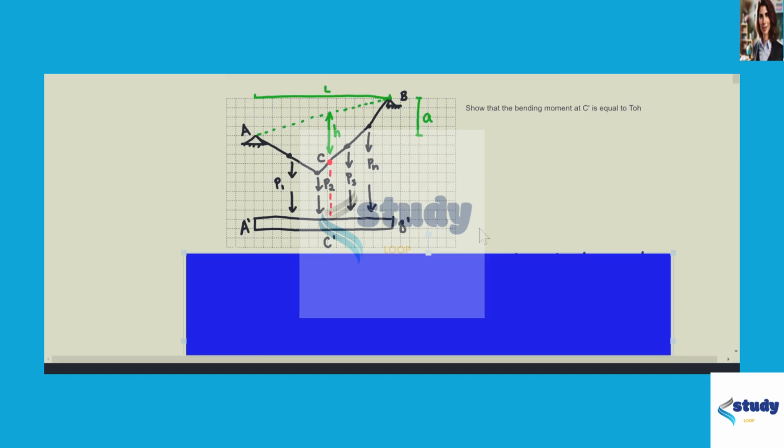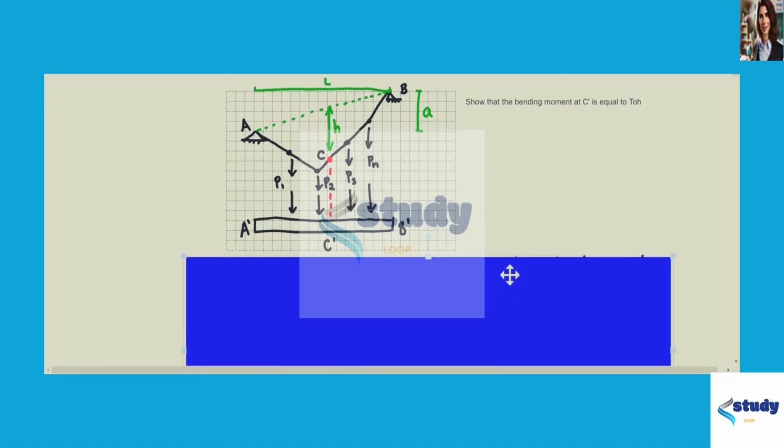This is problem 119 of chapter 7.4 of Vector Mechanics for Engineers, Statics and Dynamics. So there is a cable that goes from A to B and a simple beam A', B', both with a length L, and both subjected to the same vertical loadings P1, P2, P3, and Pn. For this problem, we are going to show that the bending moment at C' is equal to T naught H.